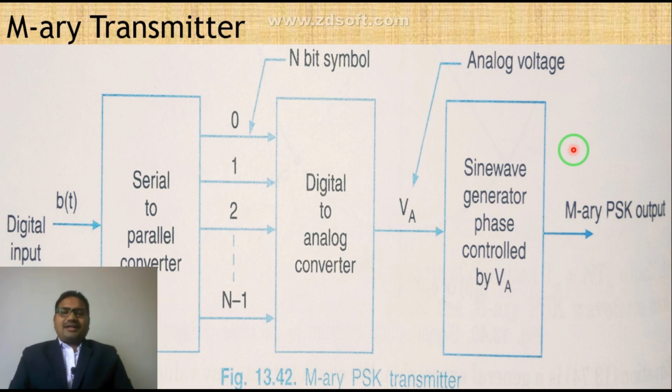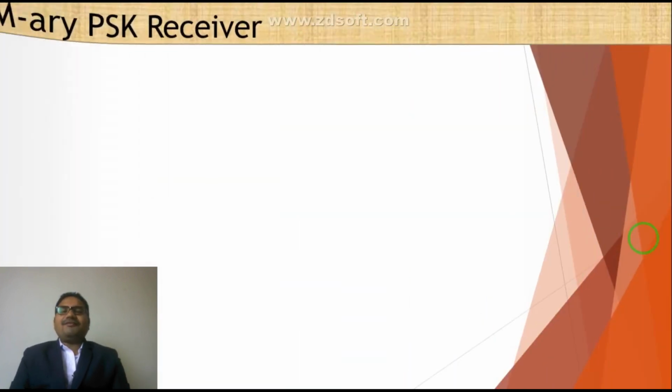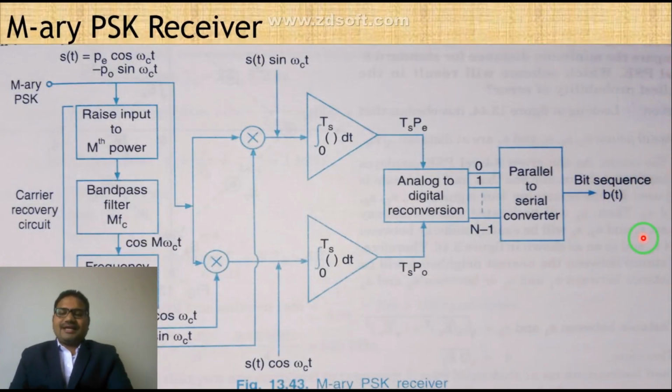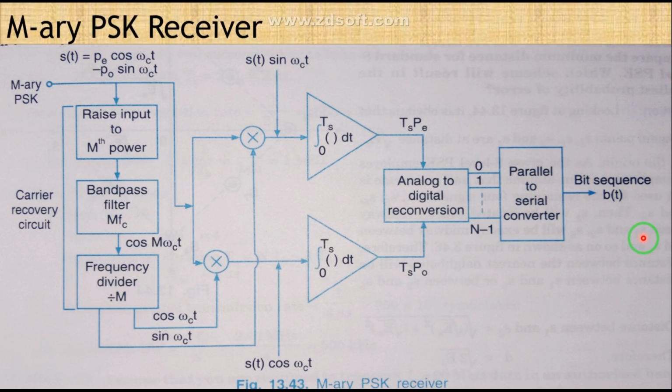Now, after understanding the M-ary transmitter, hope you understood how the function is going to take place. So basically this analog voltage has a different value for different symbols, because a total of M symbols are there. And this is the M-ary PSK output. Now we will see how the PSK receiver is going to function.